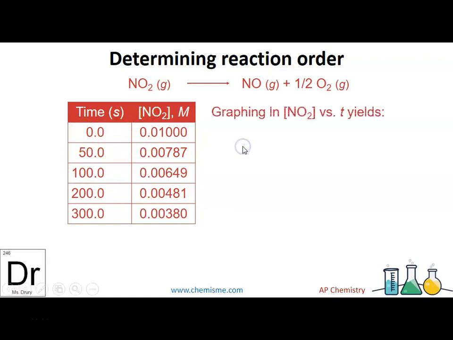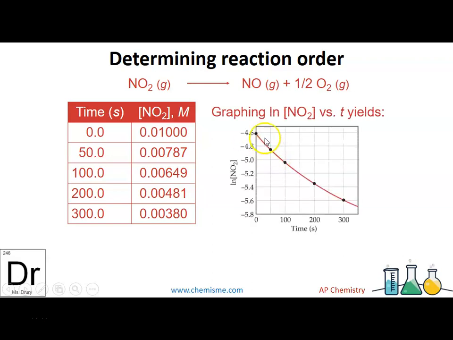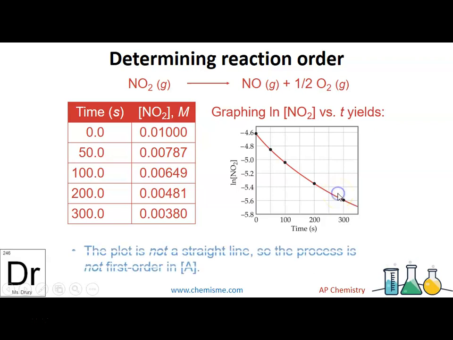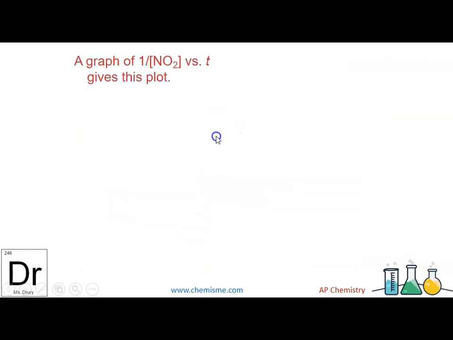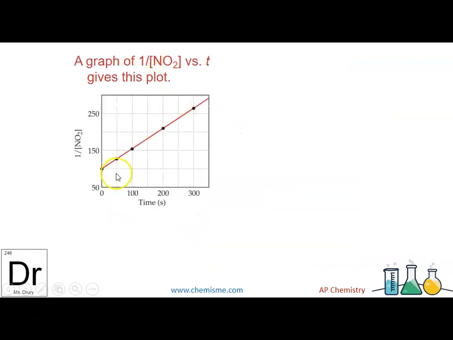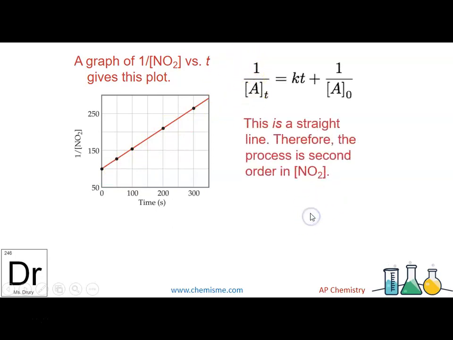If you do it as a natural log, the yield still looks kind of maybe curvy. You're not really sure yet, and it's not really straight, so that means it's probably not first order. So what we would do is instead graph the inverse, and now all of a sudden it's nice and perfectly straight, which implies it's second order, which implies that you should be graphing an inverse.